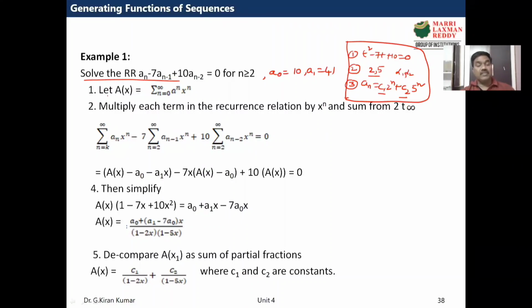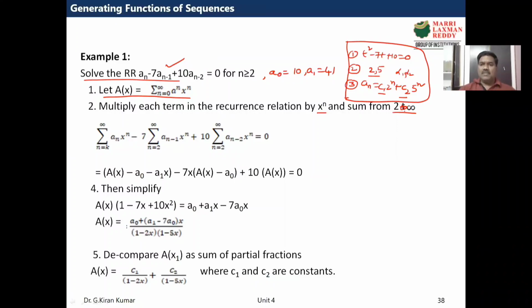So the first step is, we write: let A of x, a standard step. If it is a recurrence relation, you have to write these steps. A of x equal to sigma n equal to 0 to infinity a n x power n. This is the generating function. Now multiply each term in the given recurrence relation by x power n and take the sum from 2 to infinity.